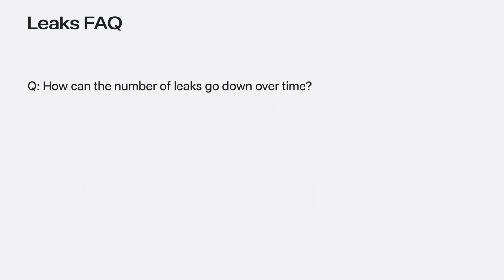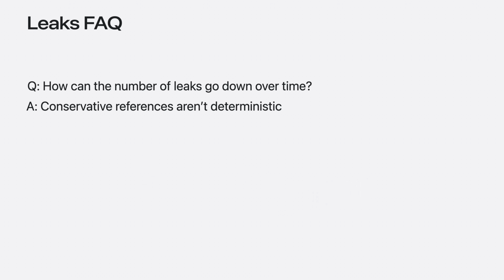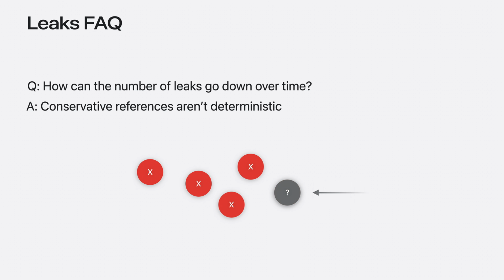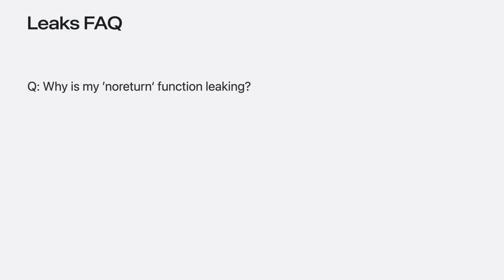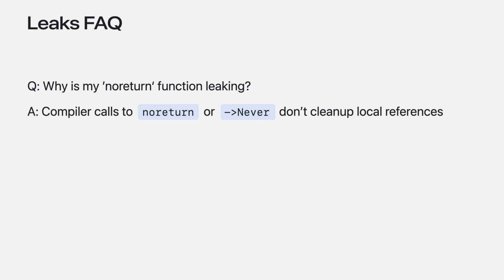Another related question, how can the reported number of leaks go up and down over time? Well, bugs will lead to more leaks over time, but the heap can be pretty noisy and random. This noise makes conservative references non-deterministic, so they can appear or disappear. So even if your program leaks 5 objects on launch, the tools might find 5 of them at first and only find 4 later. Another common question is why non-returning functions sometimes appear to leak memory.